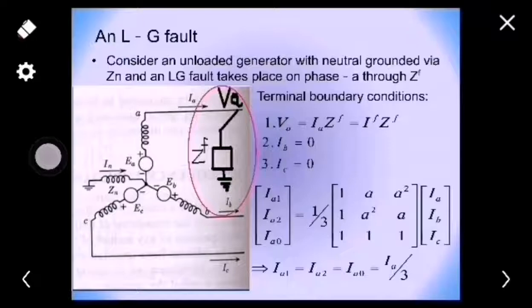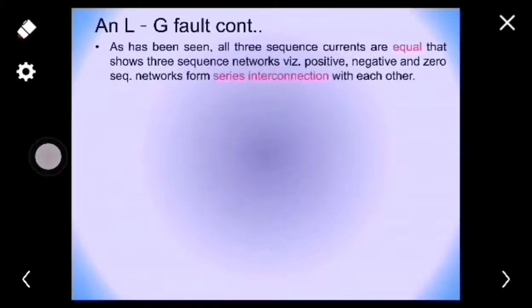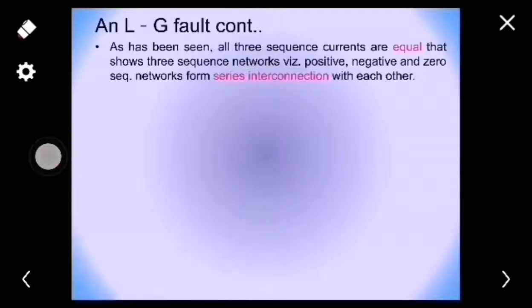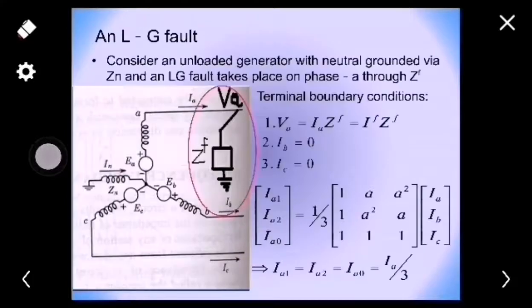As the 3 sequence currents are the same, definitely the 3 sequence networks must be connected in series. So in a block diagram we can understand positive sequence network, negative sequence network and zero sequence network. We can connect these blocks of networks in series via 3ZF. 3ZF appears because this ZF is actually in series with Zn. So in case of the zero sequence network, Zn is reflected as 3Zn.